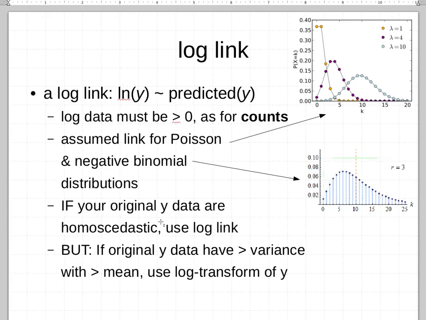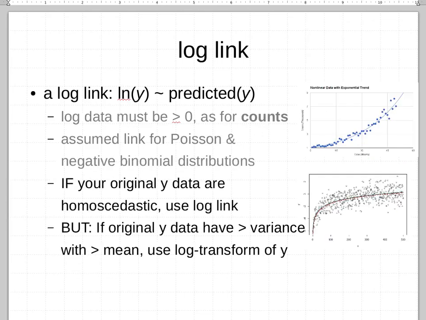The point is that if your original y data are really nicely homoscedastic around an exponential curve, then you should use this log link, because what you're doing essentially is fitting the data well to a logarithmic curve. If, on the other hand, the data have a lot more variance as the mean gets bigger, one of those wedge-shaped distributions, you should use a log transform of the data, which helps change the shape of that distribution, but that's operating differently on how the data are being estimated in the models.